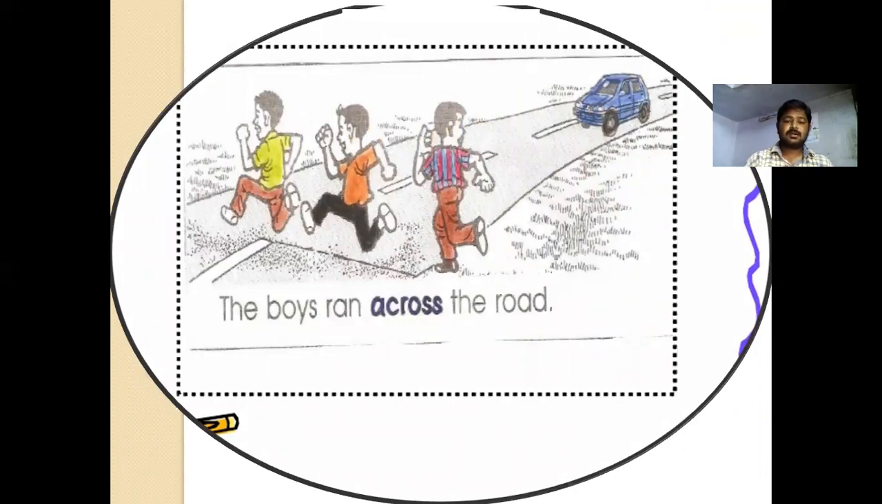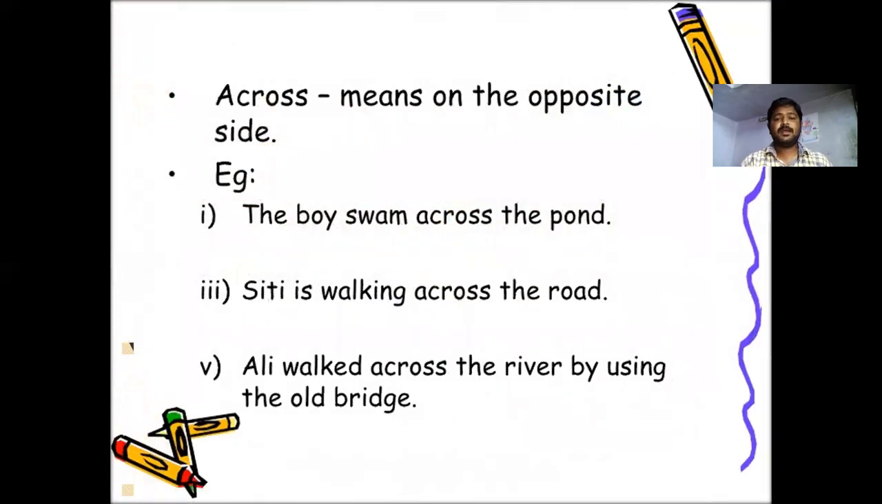The boys ran across the road. Across is used as a preposition here. Across means the opposite side. The boys swam across the pond. That means the boys are swimming across the pond. Across means on the opposite side.